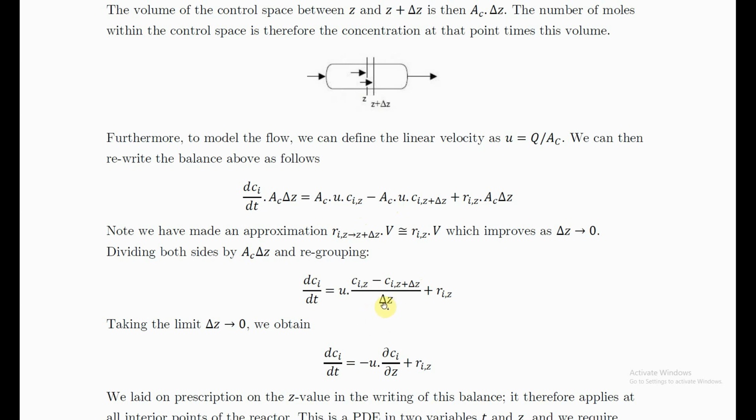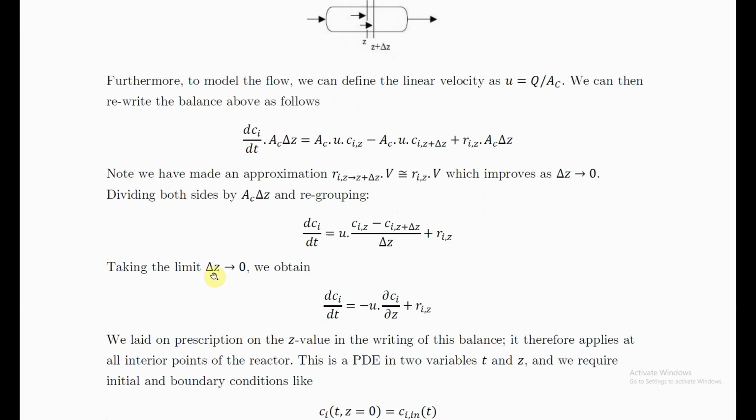Okay, so I think you can see what this term is starting to look like. And then we've got the last term here. We cancelled AC delta Z, so it leaves us with just Ri at Z. Okay, and then of course taking the limit delta Z going to 0, this thing you can see is a function at Z minus the function at Z plus delta Z, divided by delta Z, and delta Z is going to 0. So this is of course looking like the derivative of C with respect to Z. So we can write it like this, dCi/dZ.